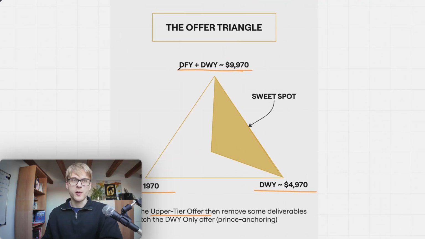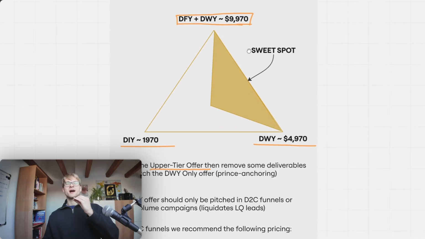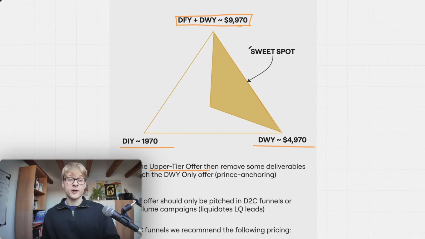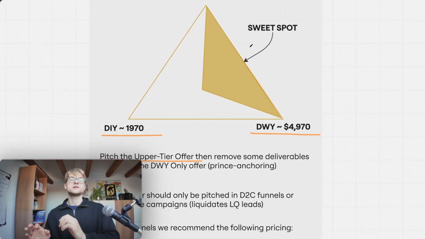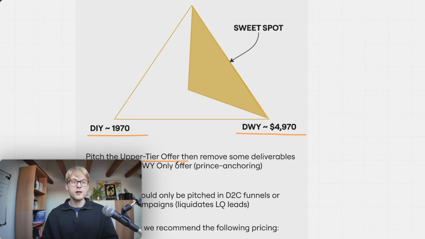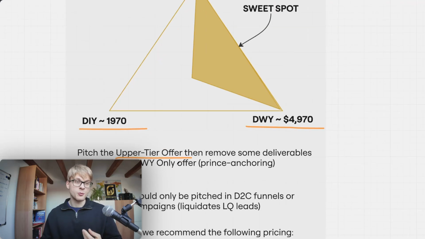Now, we always want to pitch the upper tier offer on our sales calls, on our webinars, on our VSLs. We want to pitch the $9,970 offer, the done with you and done for you offer, because it's the most valuable offer. And we do not want to price drop on the pitch first. Obviously, on the sales call, we will, but for the webinars or the VSLs, we won't, and we will just get them booked in.